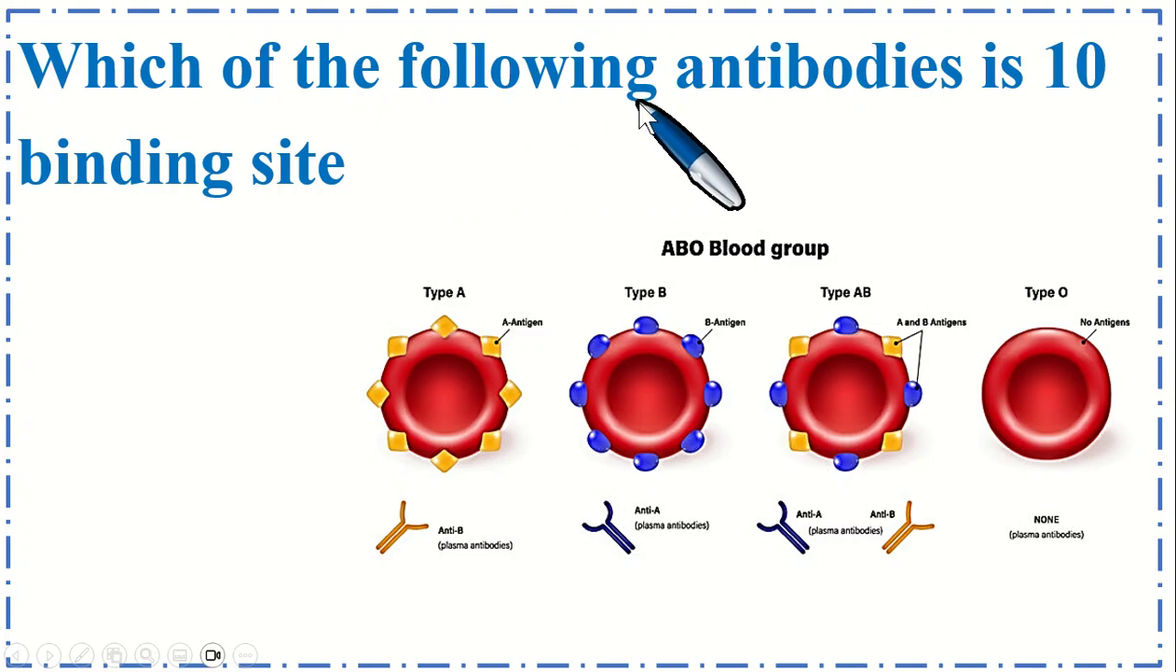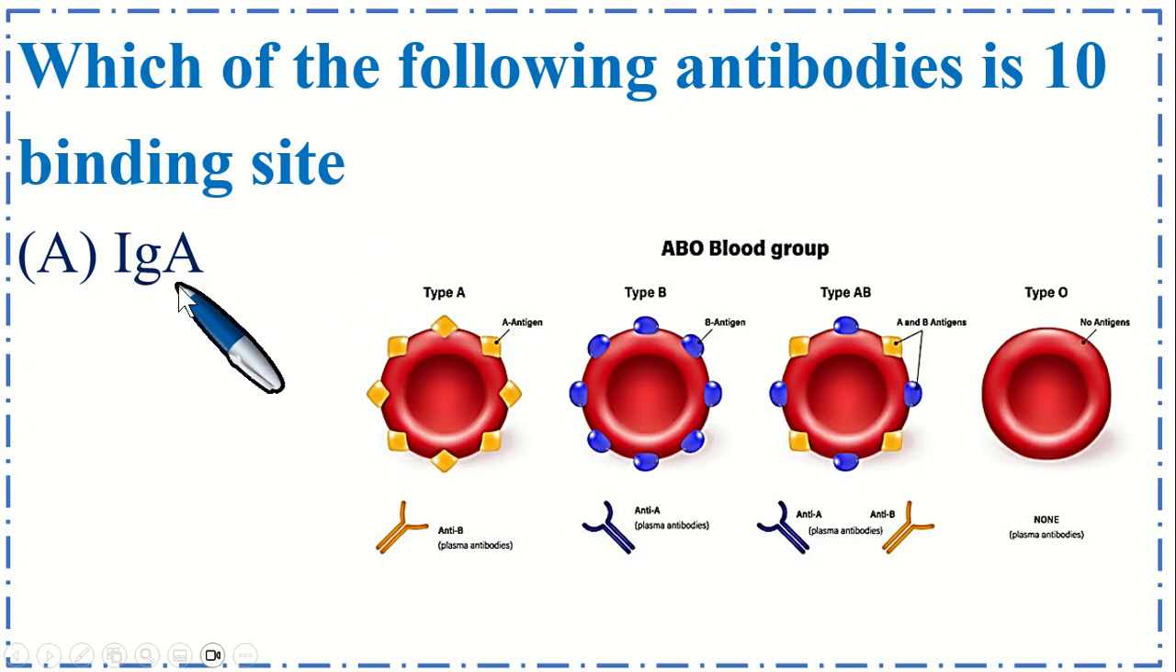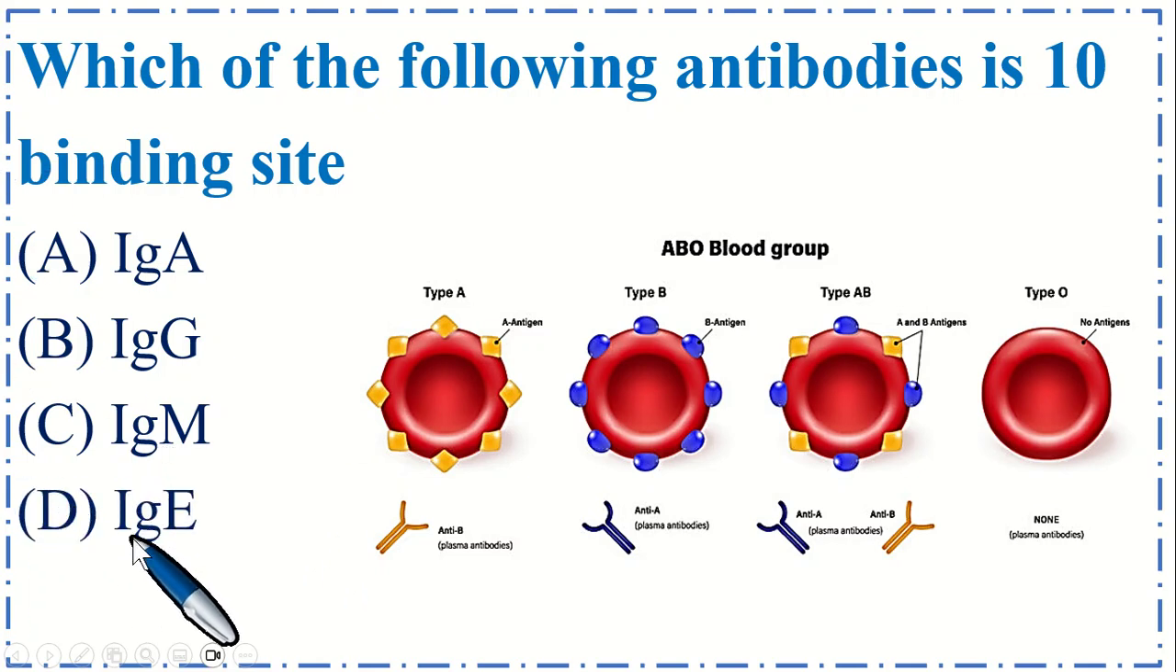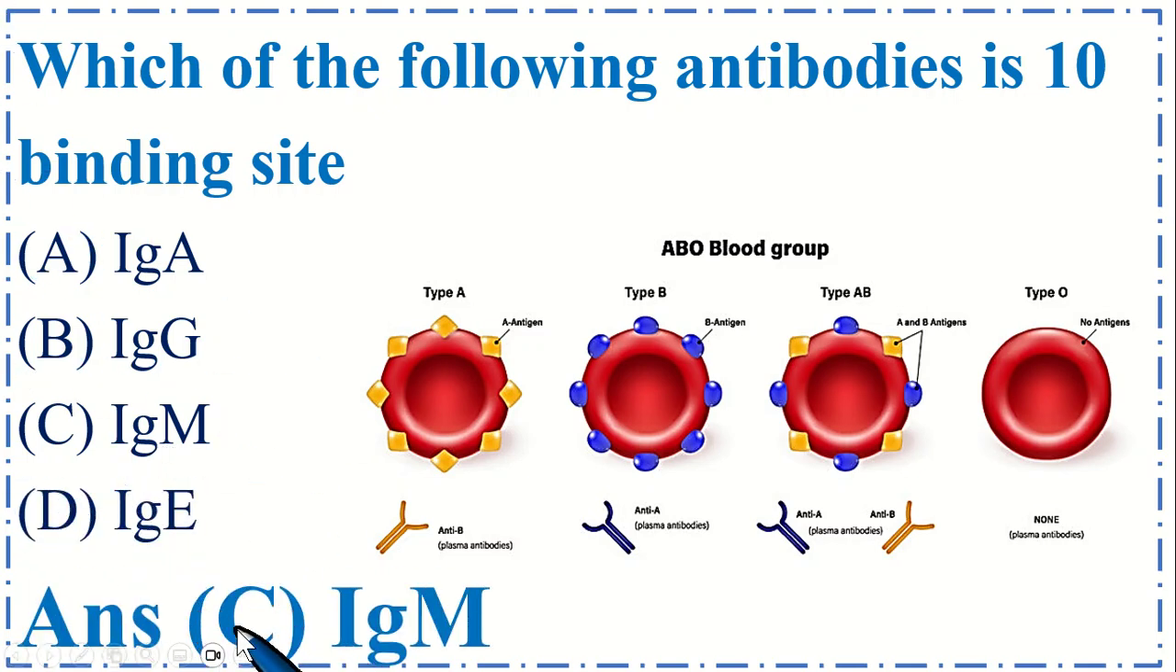Which of the following antibodies has ten binding sites? Option A IgA, B IgG, C IgM, and option D IgE. So the correct option is option C IgM.